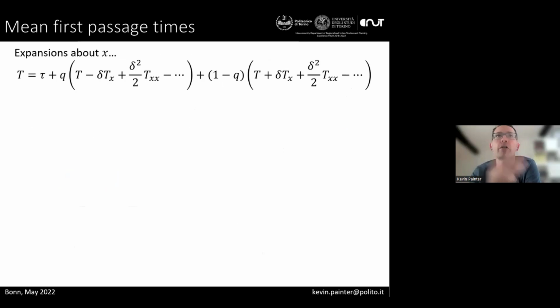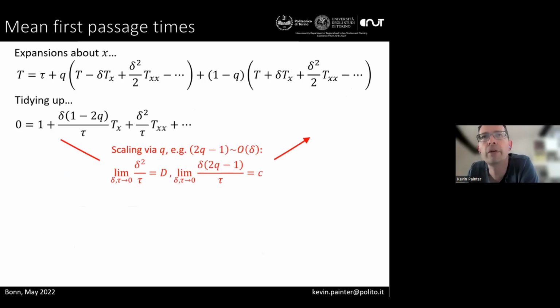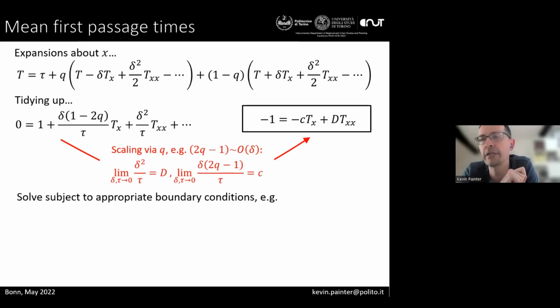And then I can do the same sort of thing. I can expand about x, and I'll go through this quickly. You go through those expansions, you do the standard tidying up, you do your scaling process. In this case, taking one of those particular equations, it gives rise to an equation which is essentially a second order partial differential equation for your mean first passage time. And then in order to solve a particular mean first passage time, you would set that up and solve it according to appropriate boundary conditions.